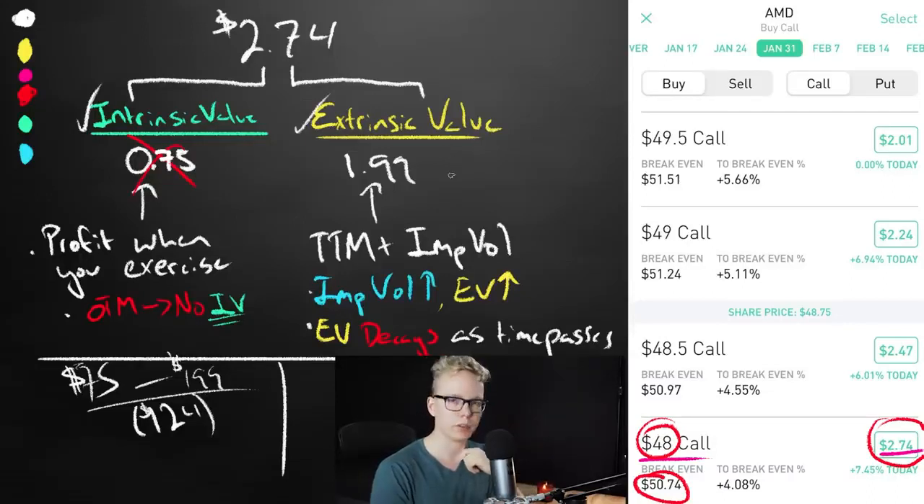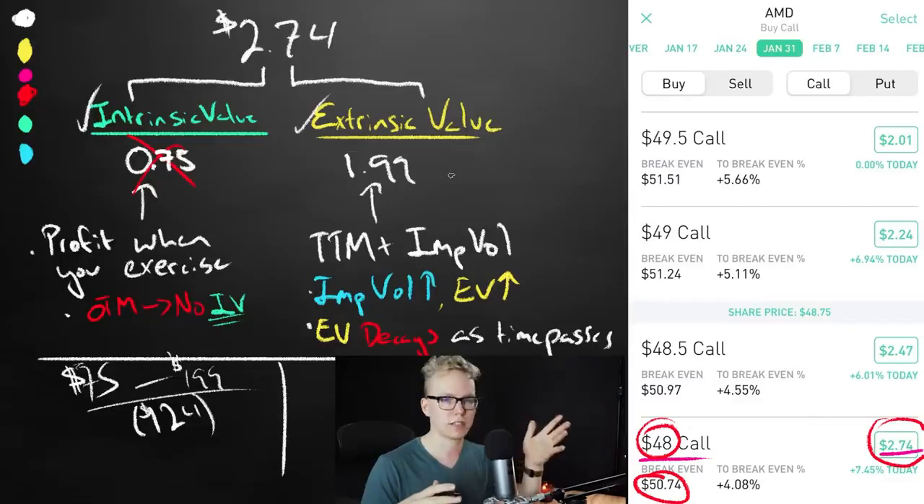Extrinsic value is a premium built into a call option based on time to maturity and implied volatility as a function of each other. The more time you have till expiration, the more valuable your call option is going to be because it has more time to get more in the money. And volatility is going to determine how likely that potential is that it gets deep in the money. If there's low volatility, there's less potential, so the option is not going to be worth as much.